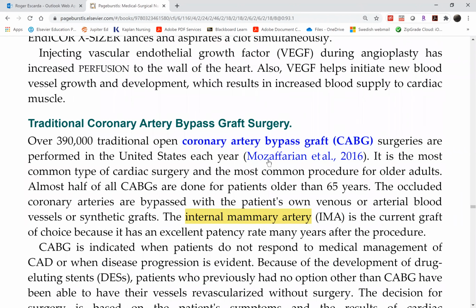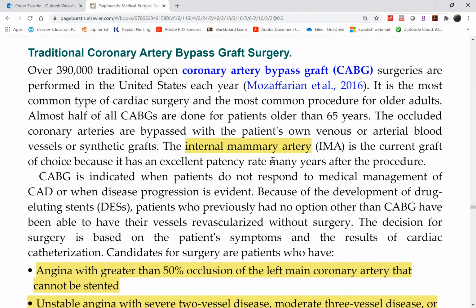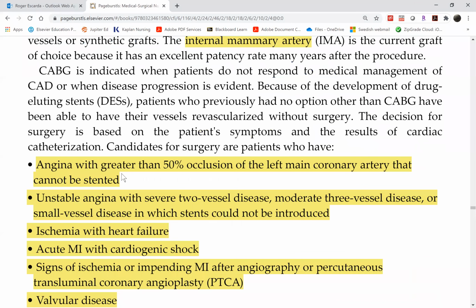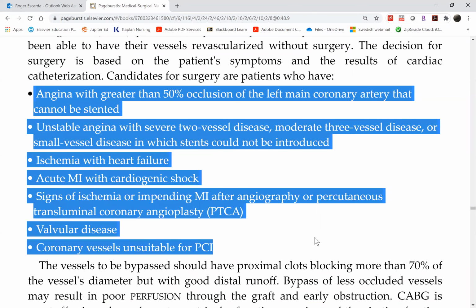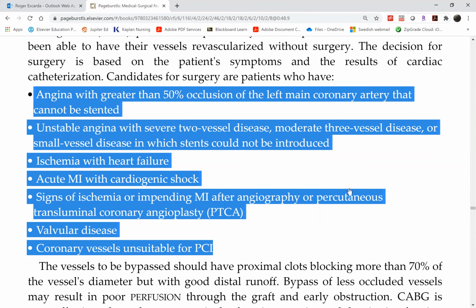Okay, let's go to bypass graft now. So who will undergo coronary bypass instead of cardiac catheterization? These are your indications. If the patient has any of these, then they cannot have a PCI. So they'll have to have open heart surgery.